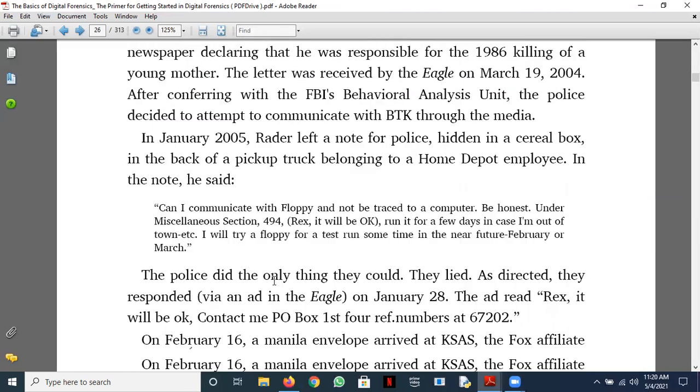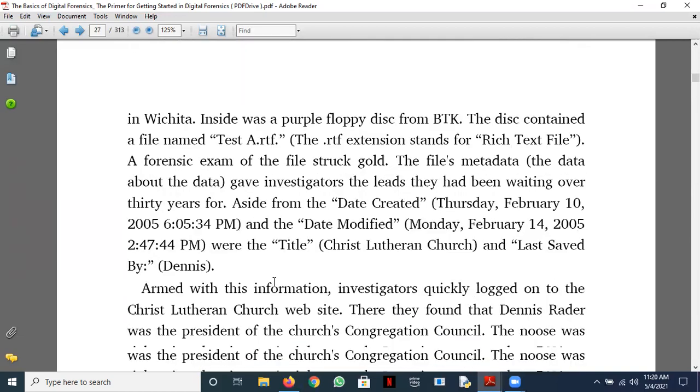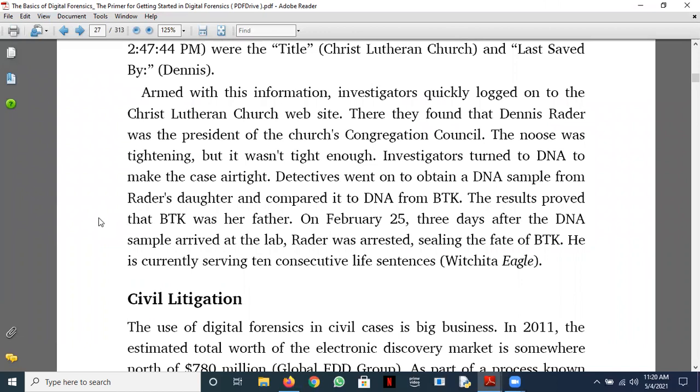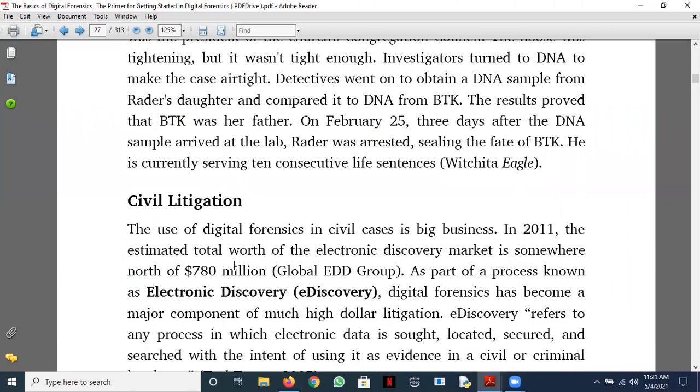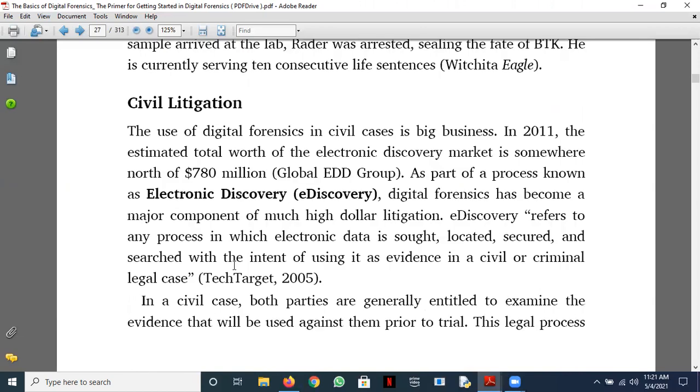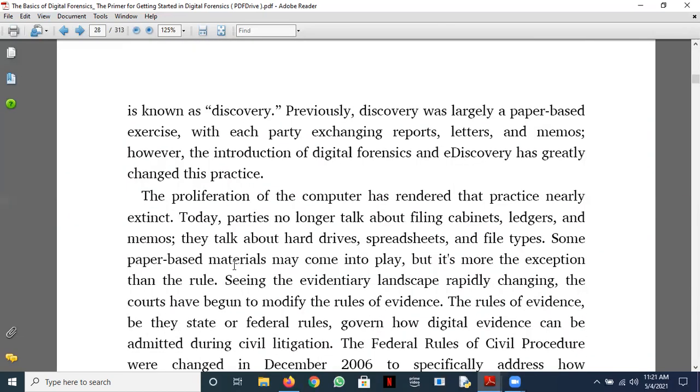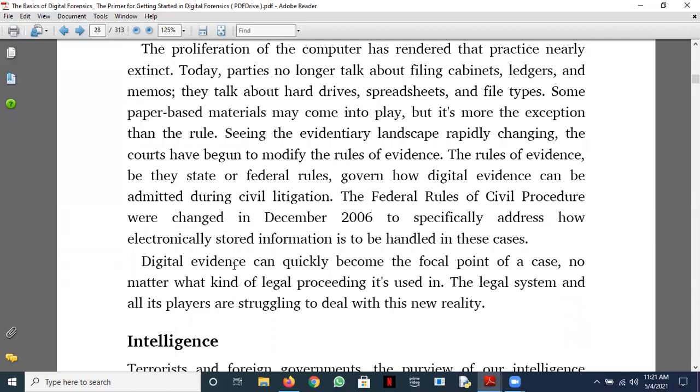So you can read about it. All the things are mentioned here, how he was caught. Then in civil cases also you can take the help of digital forensics. You can read about it. I'll share this book with you today. Most of the things, once you study, would be understandable, because this is how in today's world we are solving crime. Previously it was a very difficult task, but now with the help of digital forensics, we can really tackle crime in a very good way.